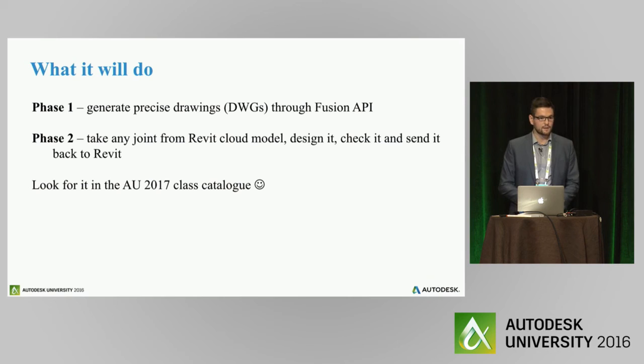The easy thing is to leverage the drawing engine of Autodesk products, because that's just 100% great. So even though we can generate our own drawings, it's much better to use the cloud API to generate precise drawings in DWG. And further down the horizon, when the Revit cloud model is rolled out to Forge API, we can link to the cloud Revit model, take any joint from Revit, design it, check it, send it back. So hopefully you will see that in next year's catalog of classes for AU.